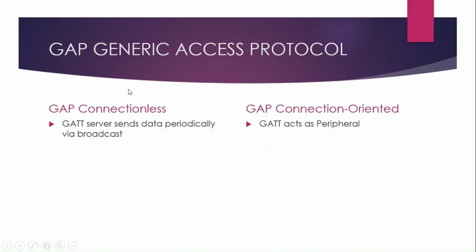Another topic I would like to tell you about is the Generic Attribute Profile. It has two variants. One is connectionless and another is connection oriented. In connectionless, the GATT server keeps sending data periodically, every now and then. The best example for this is BLE beacons, which keep sending location data every now and then.